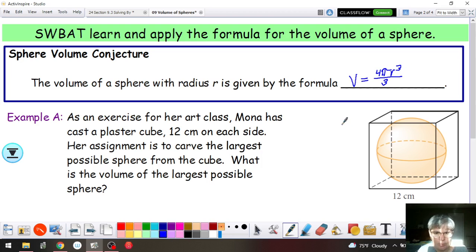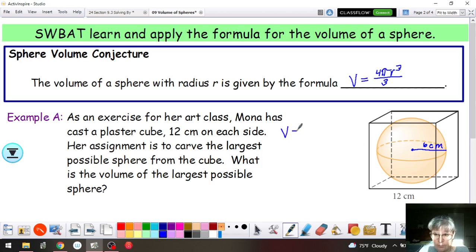So in our first example, Mona has cast a plaster cube that's 12 centimeters on each side. Her assignment is to carve the largest possible sphere from the cube. What is the volume of the largest possible sphere? Well, if the length of a side on her cube is 12, that means the largest radius she can have would be 6, because the diameter of this sphere, the greatest it could be, is 12. So the radius is going to be 6 centimeters.